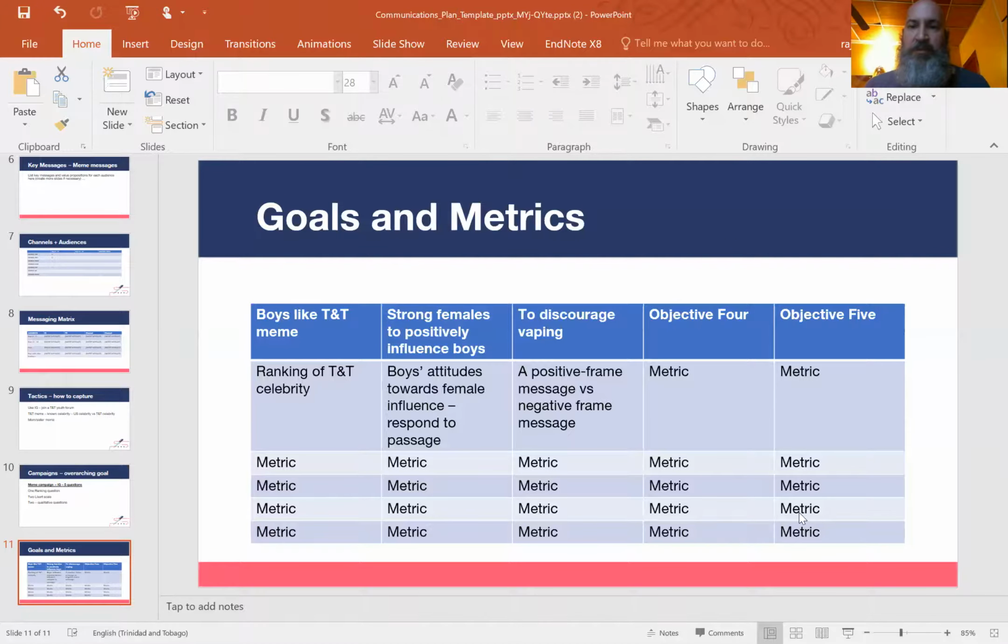And I want to also discourage vaping. And by doing that, I might use a meme that has a positive frame message or a negative frame message. So negative frame message, these are things you can look up, but a negative frame essentially focuses on the negative. So it says you're an idiot in order to discourage you to be better, whereas a positive frame is kind of inspirational. And that's one way of doing a positive and negative.